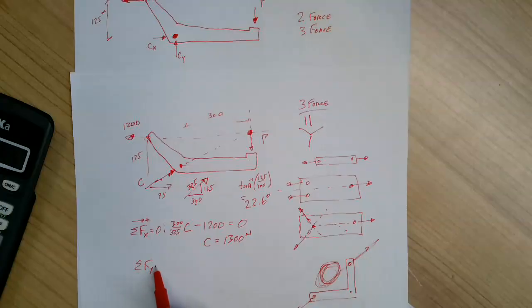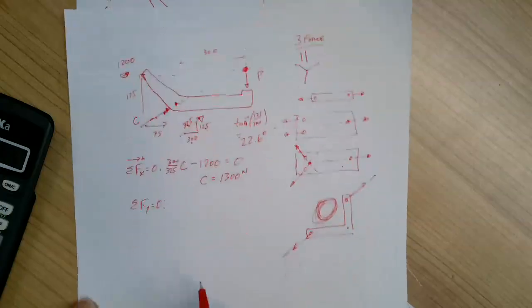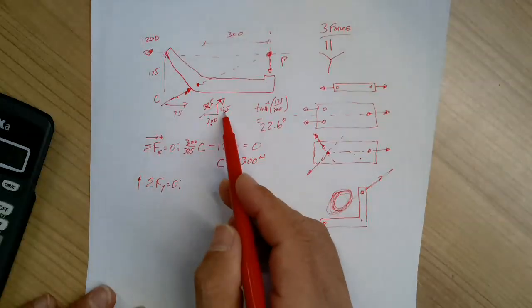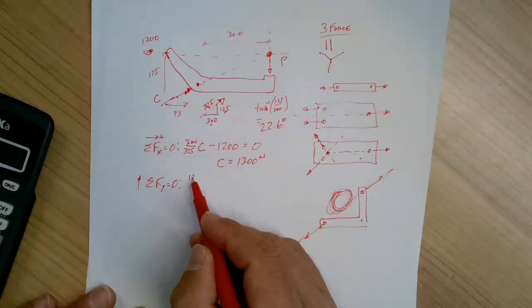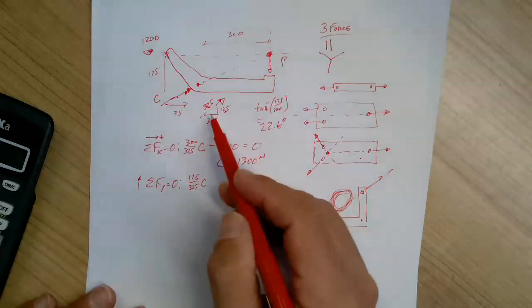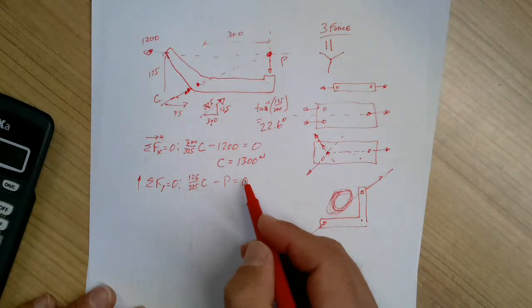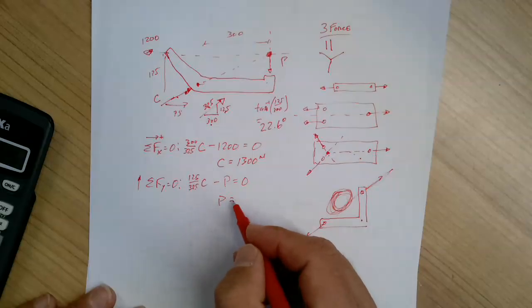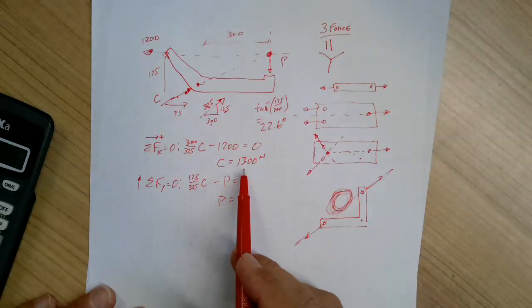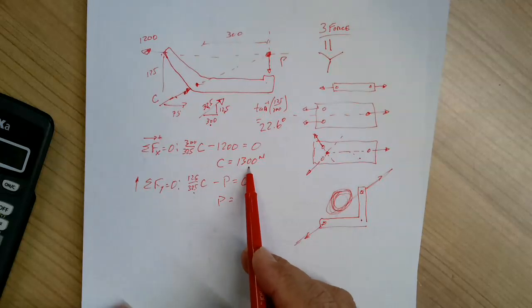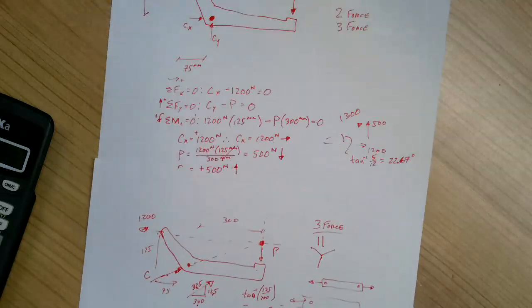And sum of forces in the y equals 0. I'll go up positive. And so I have 125 over 325 of C going up, minus P equals 0. And I'll get P is equal to 125 over 325 times my 1300, or 500, I think it was.